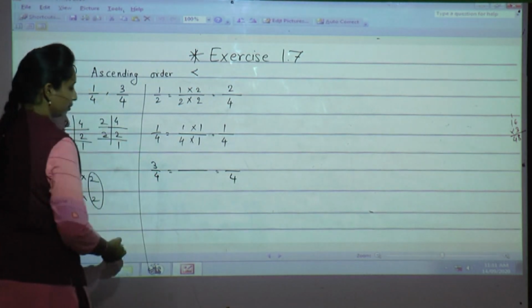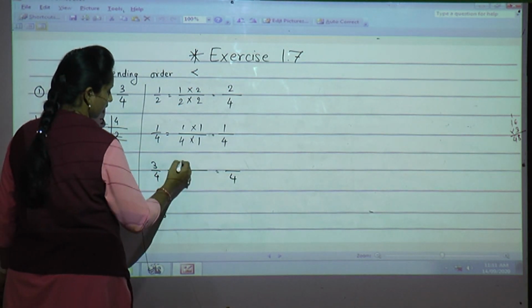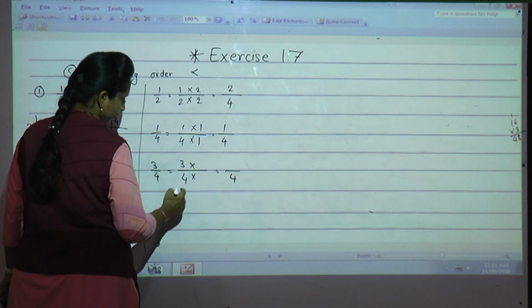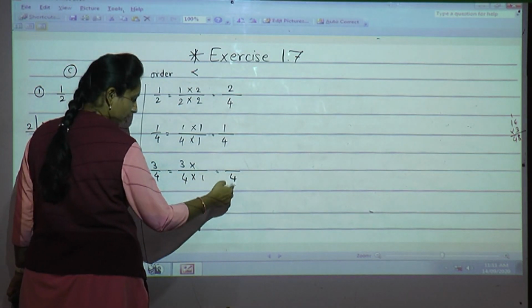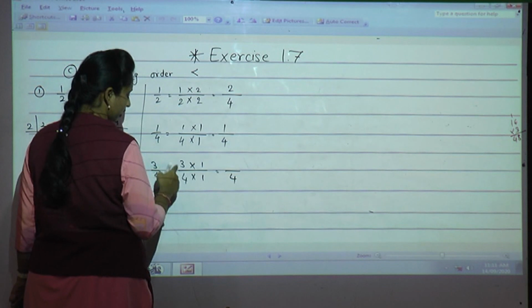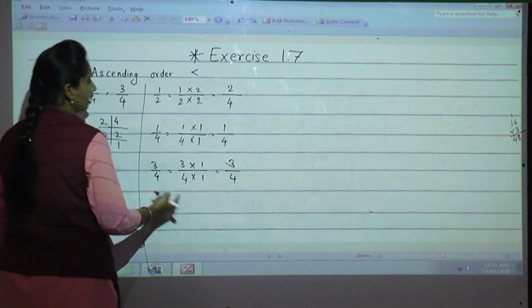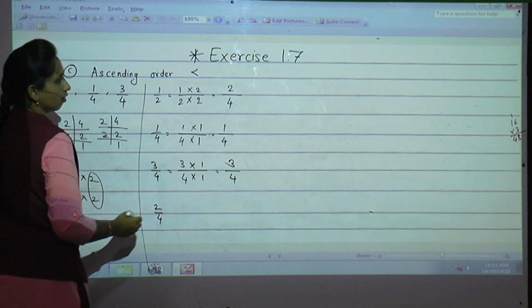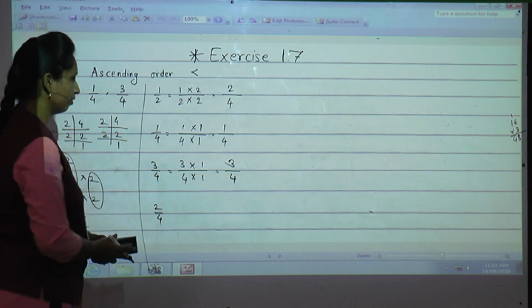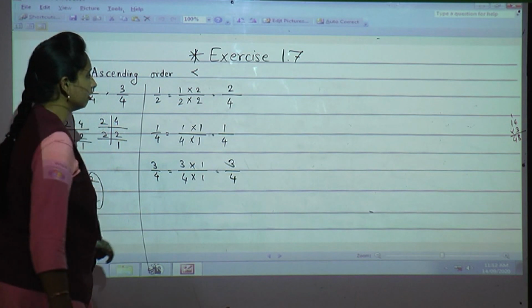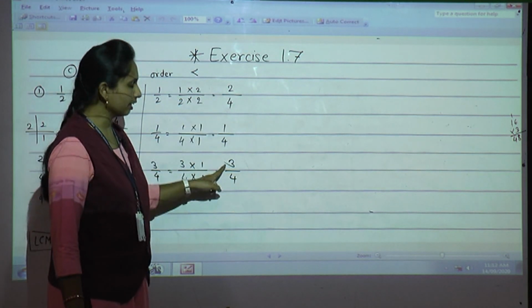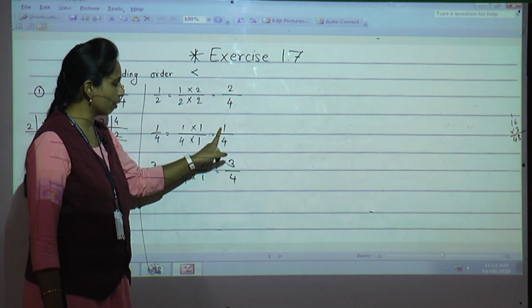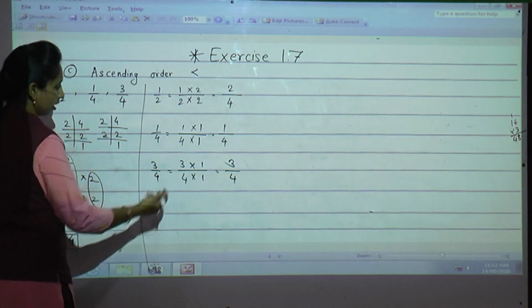The denominator should be 4 only. So here 3 upon 4, 4 ones are 4, so take 1 here also. 3 ones are 3. Now the denominators are the same: 2 upon 4, 1 upon 4 and 3 upon 4. Now tell me which is smaller? Now we can compare with the numerators 2, 1 and 3. Which is smaller? Of course 1.